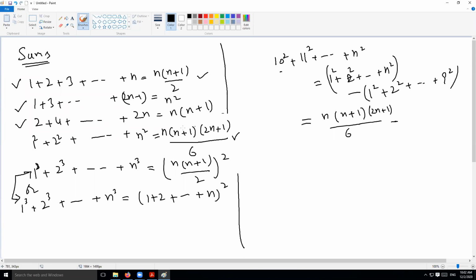By definition, if the sum is from 1 to n square, you get n times n plus 1 times 2n plus 1 upon 6. So n is 9 here. You're going to say 9 times 10 times 2 times 9, 18 plus 1, 19, divided by 6. So that's really the formula. If you simplify this expression, that would be the formula for the sum from 10 square to n square.